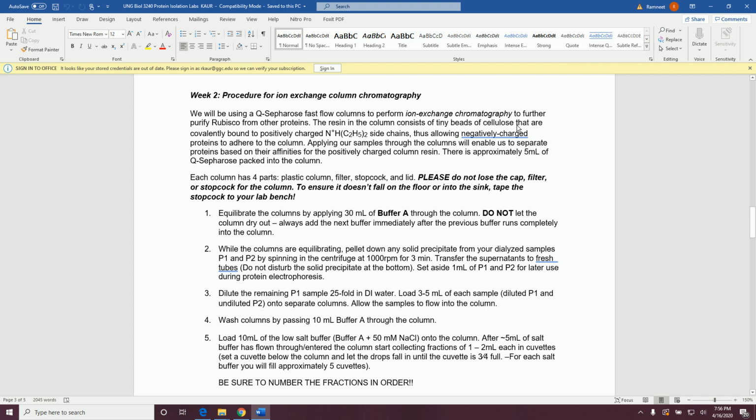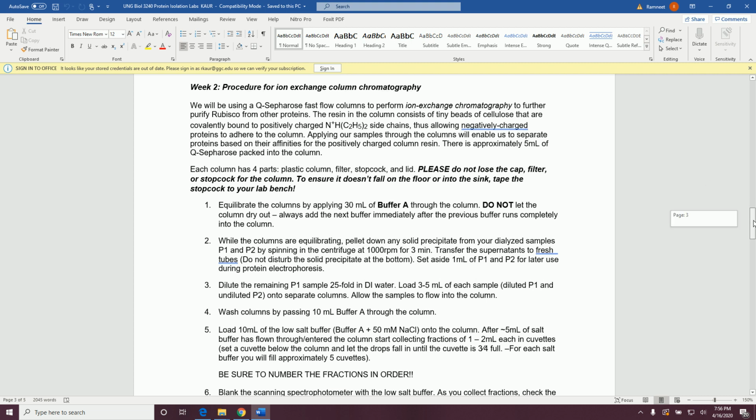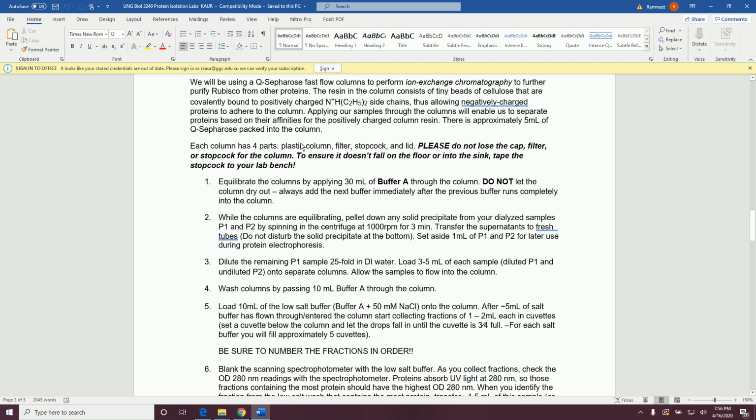So let's go over the protocol of how we would have done this. You would have taken these columns, and every column has 4 parts: a plastic column, filter, stopcock, and the lid. First of all you would have equilibrated the column with buffer A, and for that you pass around 30 ml of buffer A through the column.